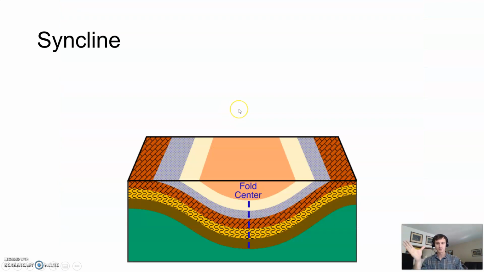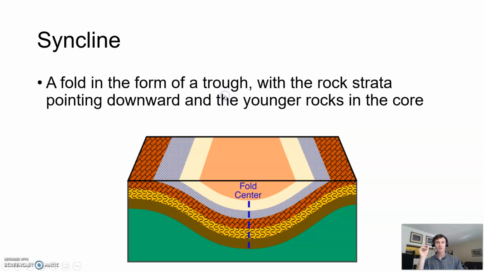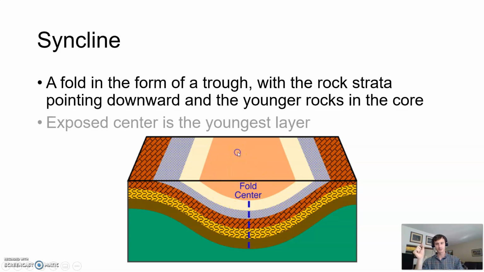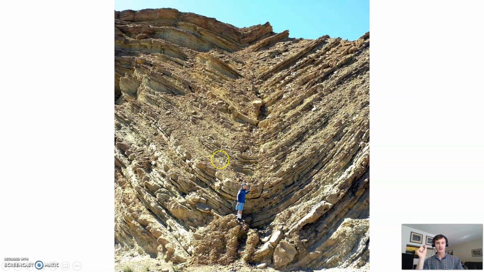This is its opposite, a syncline. So instead of an A, it's sort of a bend downward. And here it's in the form of a trough. So we have the youngest rocks here in the core of the fold, in the center. If we look, we have oldest here at the bottom and the youngest here at the top. And with this sort of fold, it is the youngest rocks that are exposed in the core of the fold. So in this case, if we just look at this part here, what we would expect is to see the youngest rocks here in the core of the fold.